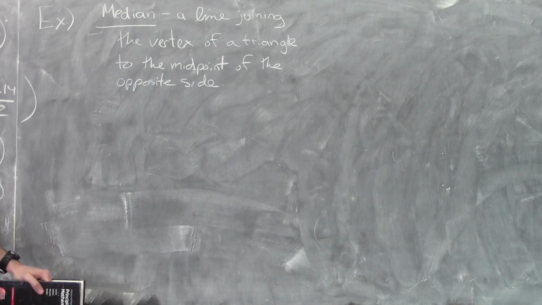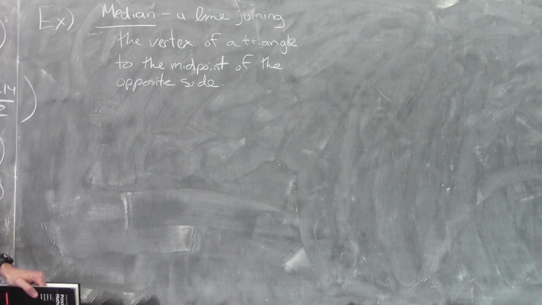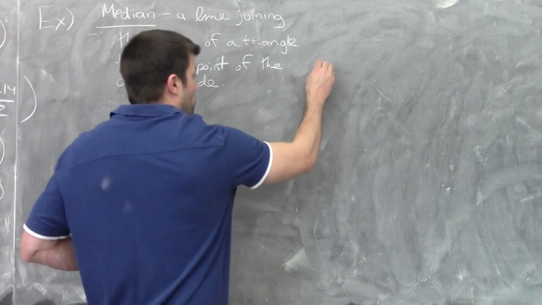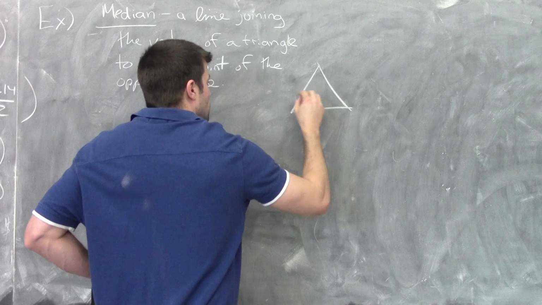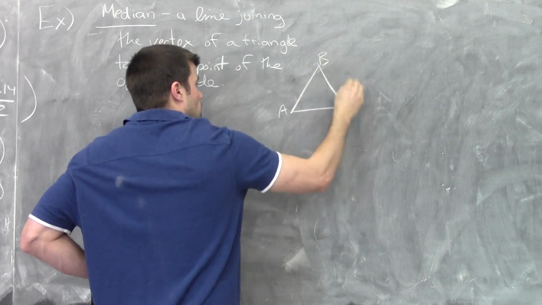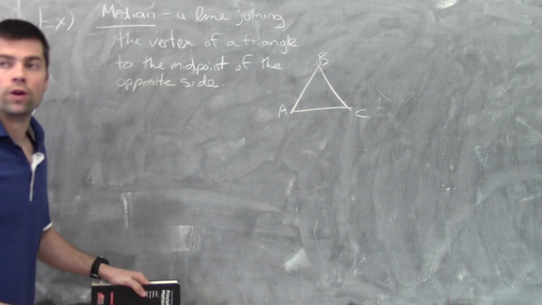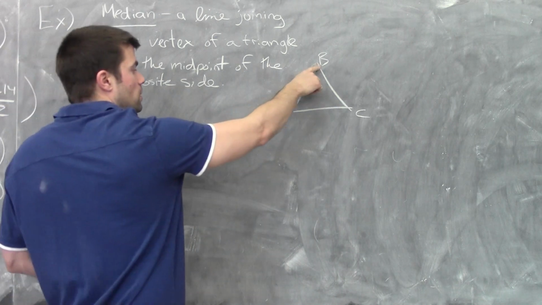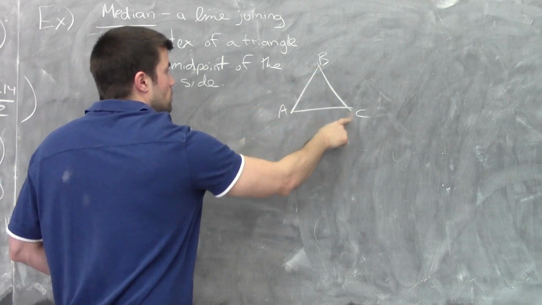Who knows what a vertex is? Just one person? Just Gianluca? Connor? Hey, Connor, tell us, what's a vertex? Yeah, it's just a corner. Exactly right. So basically any one of the three points on a triangle. Okay, so this is vertex B, this is vertex A, and this is vertex C.